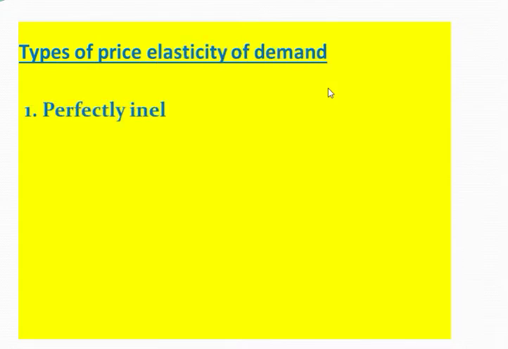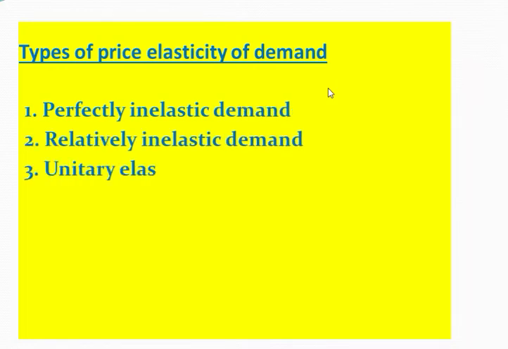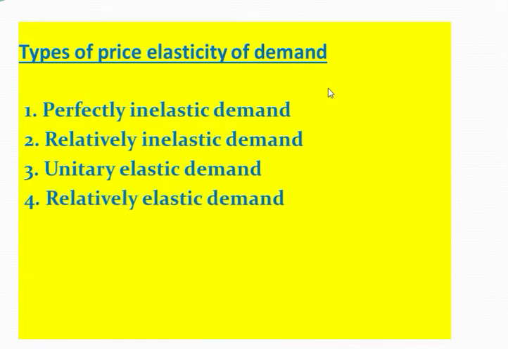Okay, now types of price elasticity of demand. First, perfectly inelastic demand. Second, relatively inelastic demand. Third one is unitary elastic demand. Fourth is relatively elastic demand. And fifth one is perfectly elastic demand. We will discuss one by one.